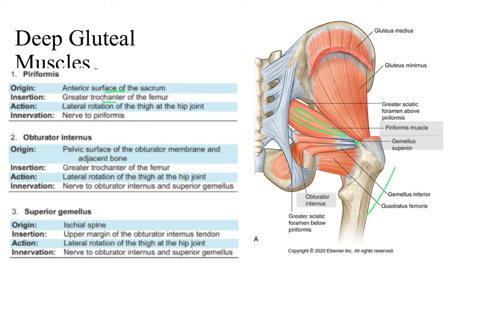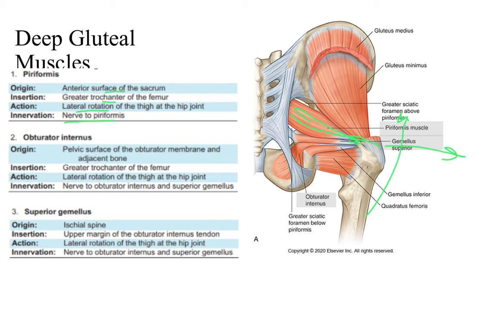So if we were to put our thigh into flexion so that the bone is actually in line with this muscle, and this pulls, our thigh is going to be pulled outward. So that would be lateral rotation of the thigh at the hip joint. All right, and its innervation is the nerve to the piriformis, which has contributions coming from S1 and S2.